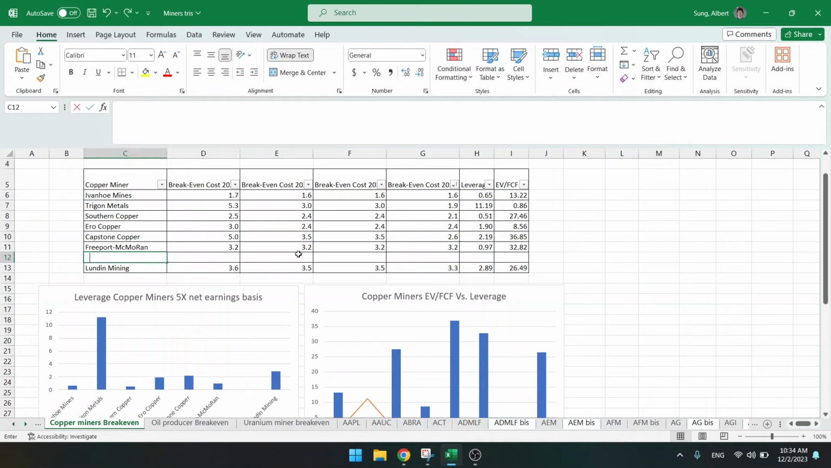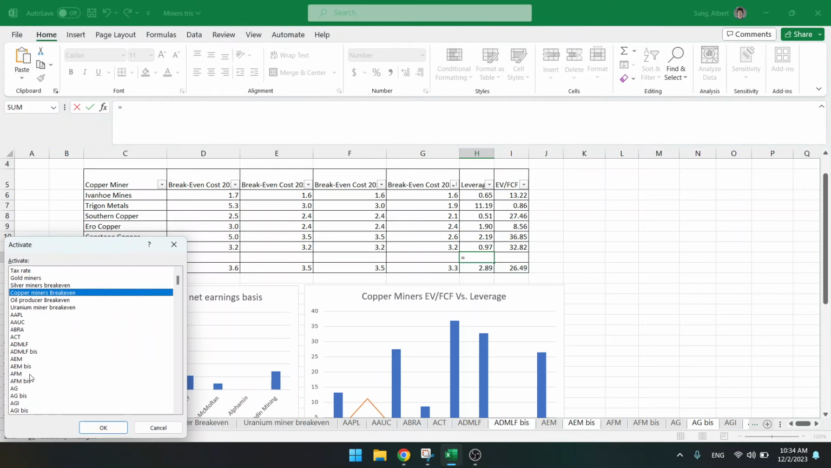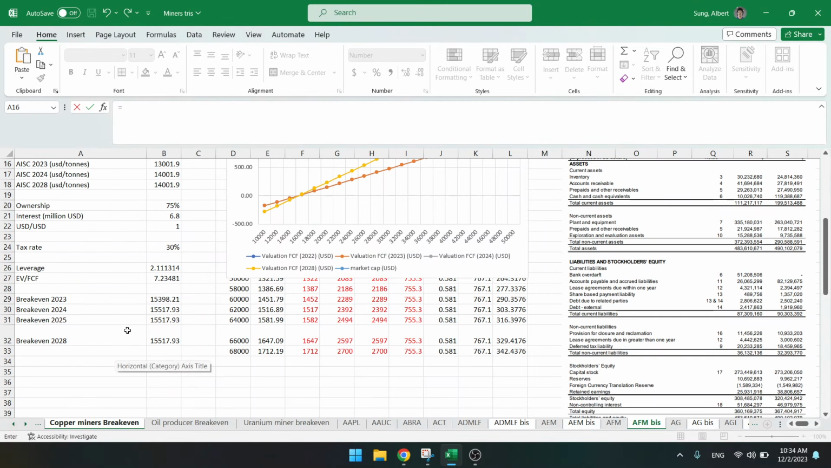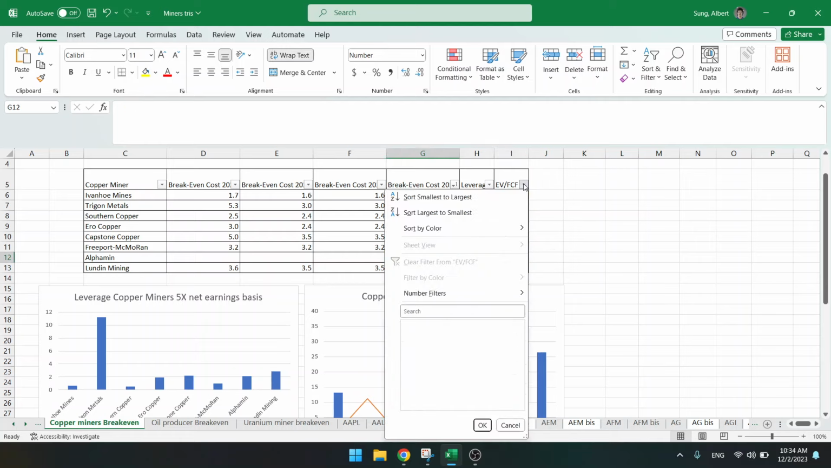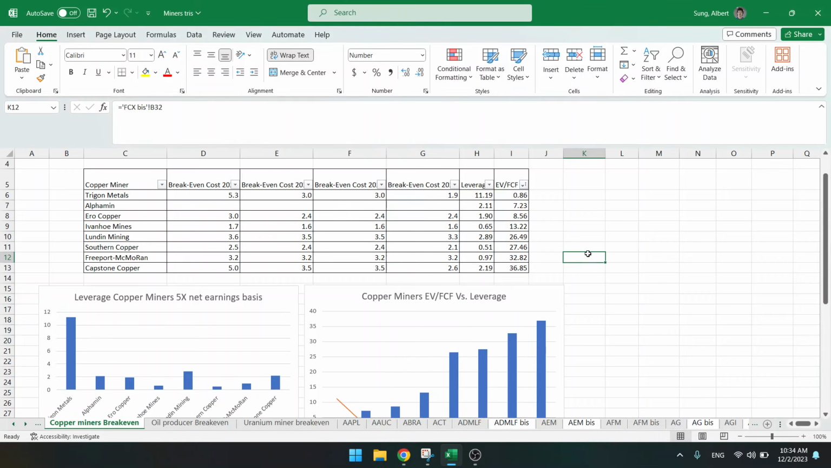But I can add the leverage. Leverage I can add. Leverage is 2. And EV to free cash flow is 7. So I'm not going to add the break-evens. Let's see where Alphamin stands here.